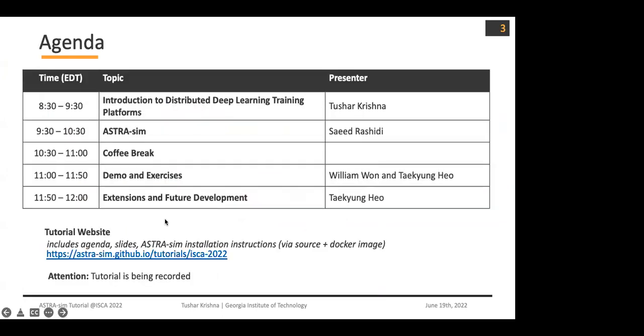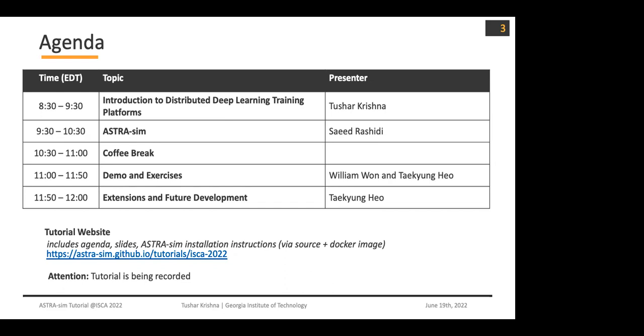And this is the broad agenda. So I'm going to kick off things by introducing distributed deep learning training platforms, and then Saeed is going to take over and talk about our framework called ASTRA-sim. Then we'll have the coffee break. After that, William and Tae Kyung will go over some hands-on demo and exercises of running ASTRA-sim, and finally we'll conclude by talking about some extensions and future development.